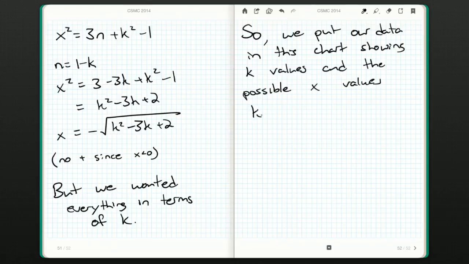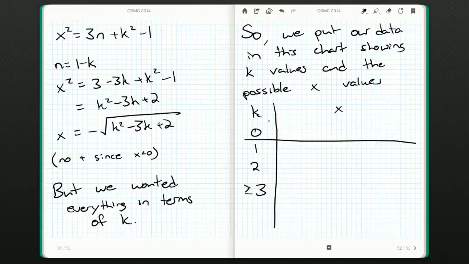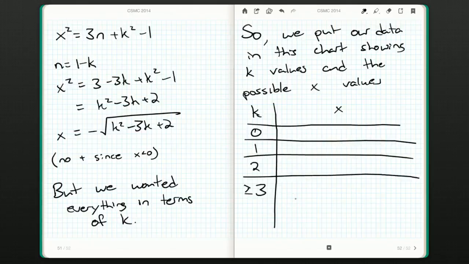Alright, so we could have k and x. We're going to have k could be 0, 1, 2, and then it could be greater than or equal to 3. So if it's 0, I may have to do this chart a little better, but I think we can manage. So we could have negative square root of k squared minus 3k plus 2.